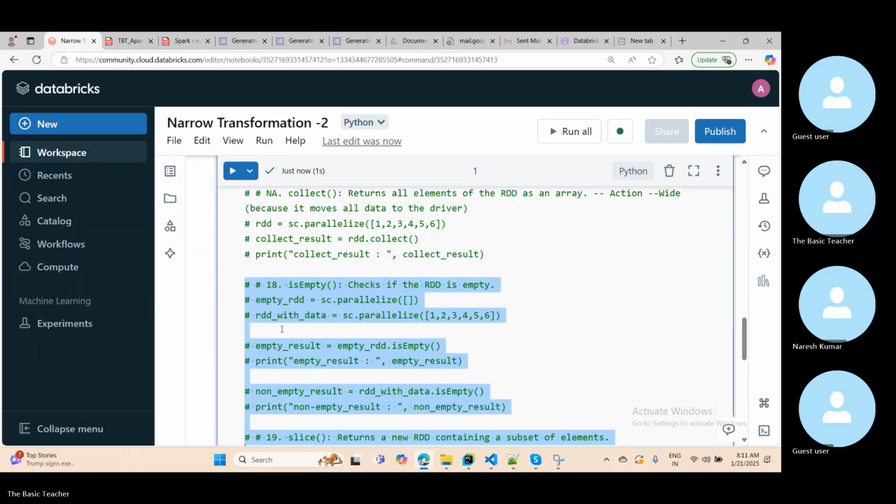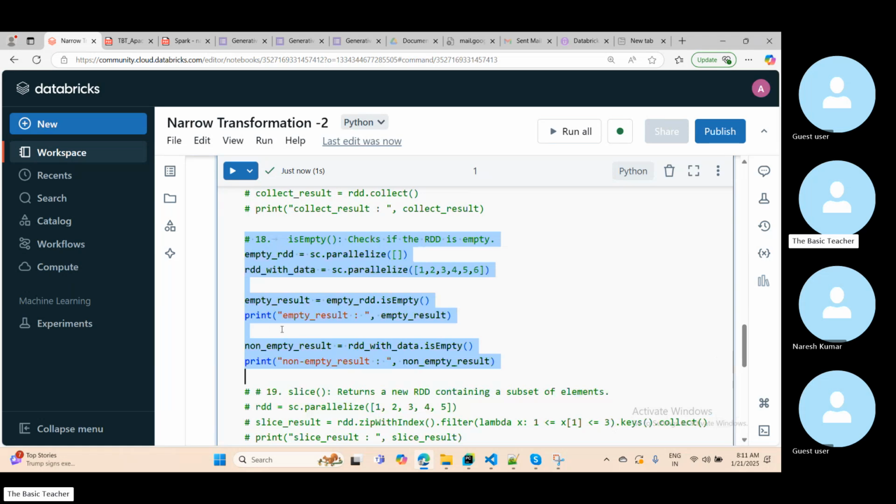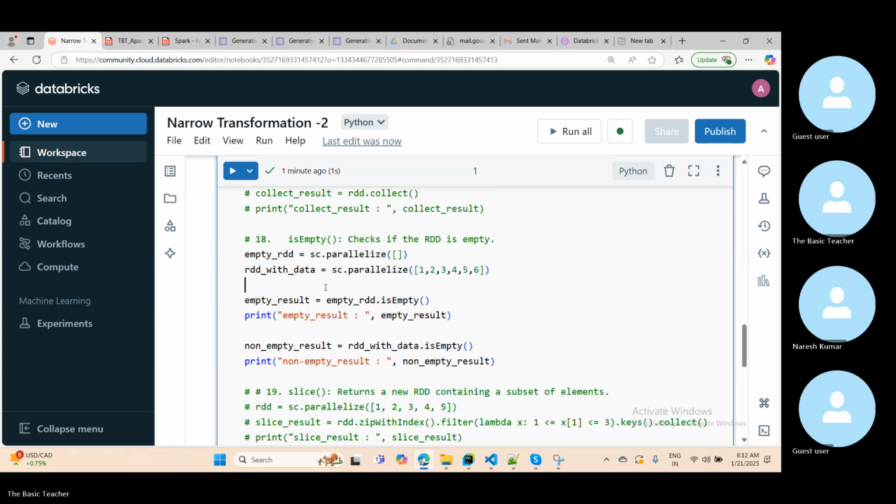I will uncomment this. Is empty checks if the RDD is empty. This is a good practice. Before moving ahead, we can check whether this is empty or not. Let's say I want to do something on top of this RDD, some take 5 or take 3. If there is no data, then unnecessarily this is going to perform one of the transformations. So this is a good practice. If in advance we can check is empty, then quit the job. If there is data, then only do further processing.